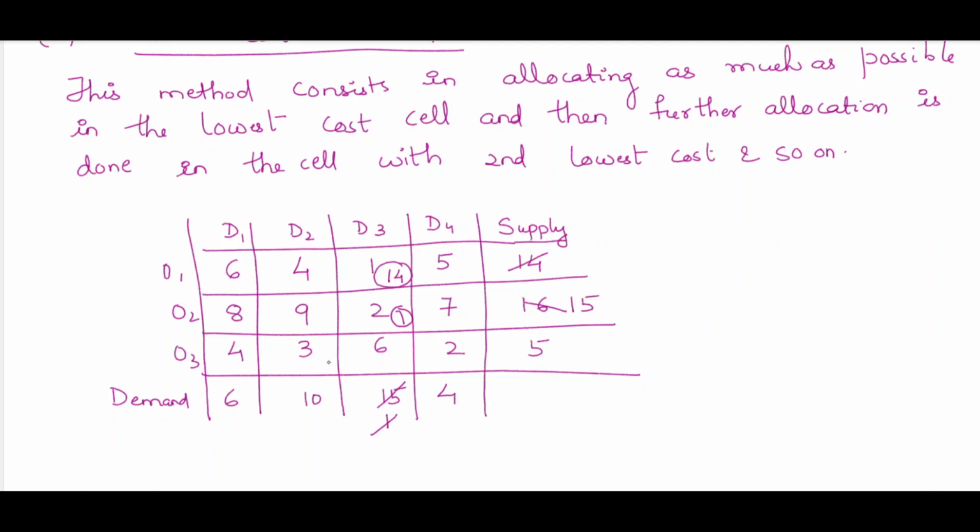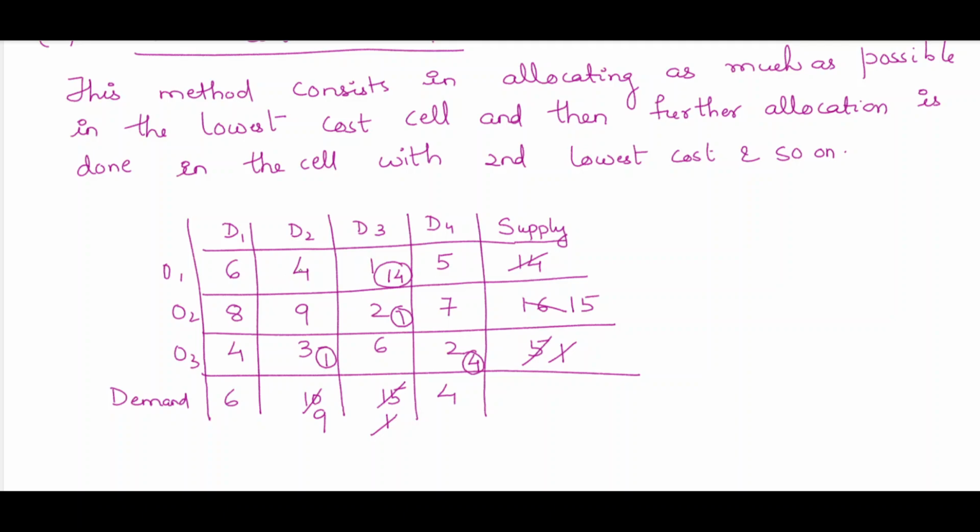Here again, if you subtract 1, supply remaining will be 15, because demand was 1. Next this 2, I will allocate 4, as demand is 4. So here supply is 5, means 5 minus 4, it will be 1 remaining. Next lowest is 3. It is very simple, it is 3, and supply is 1, demand is 10. 1 is lowest, so we'll first write down 1 here and cut this one.